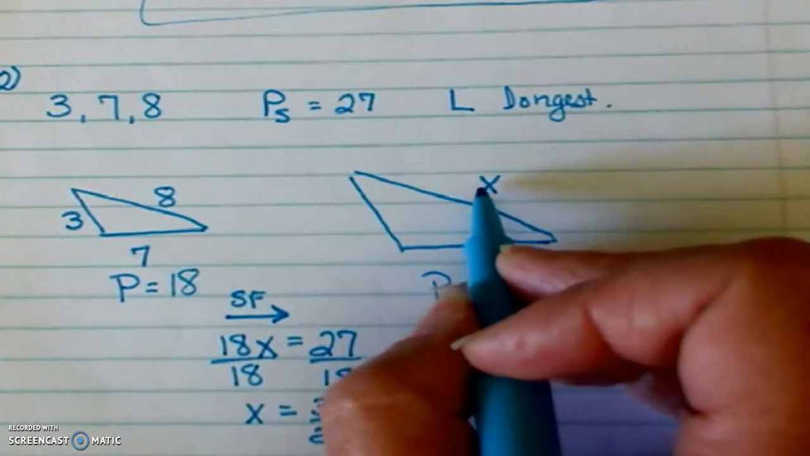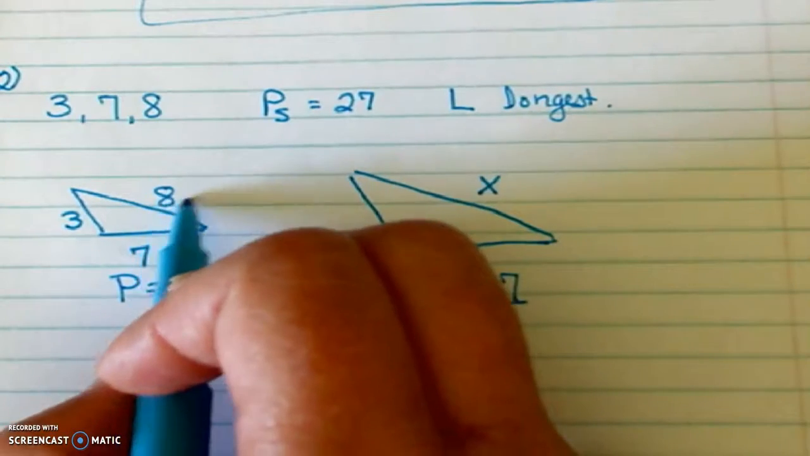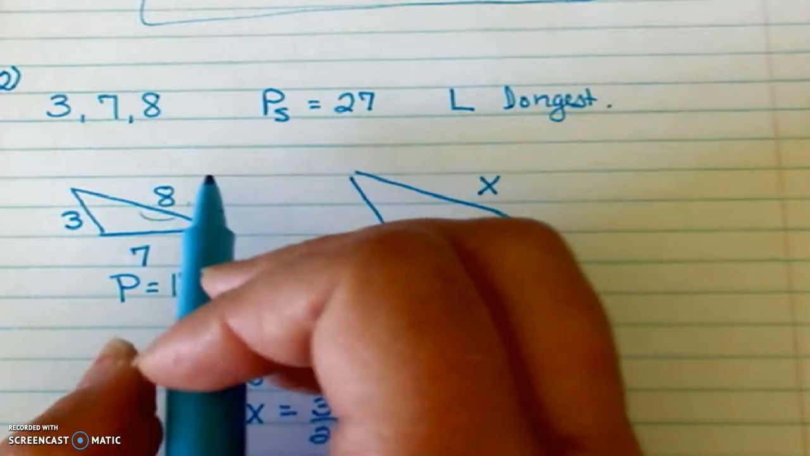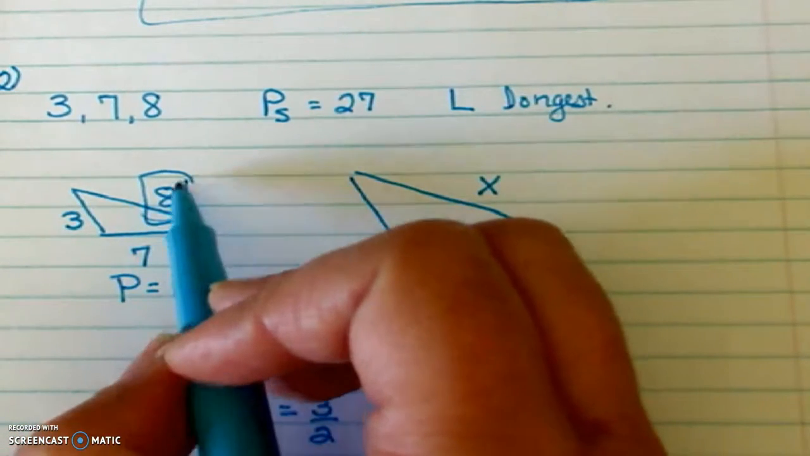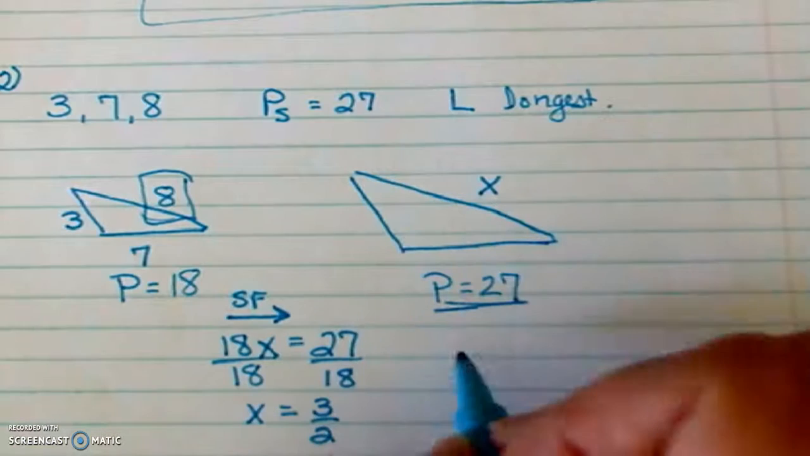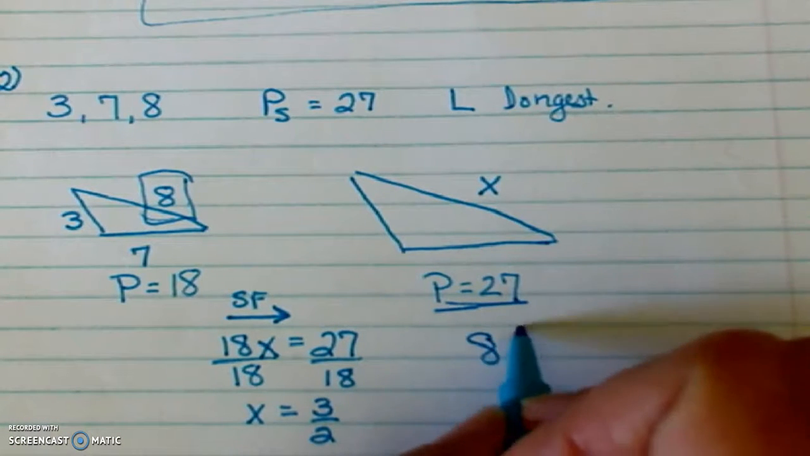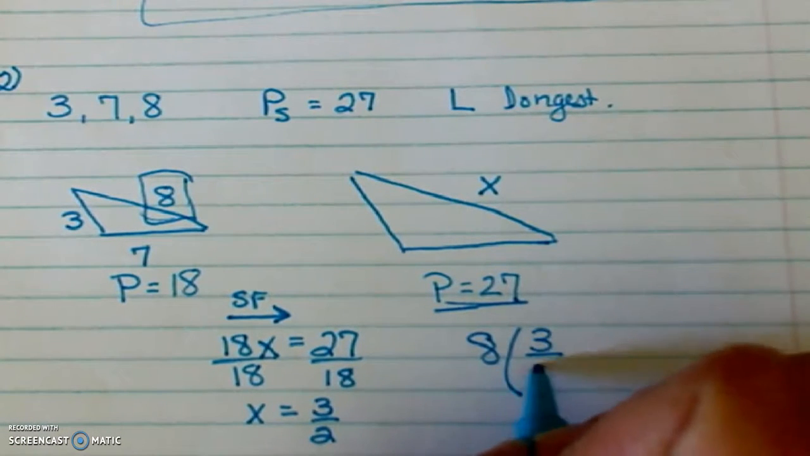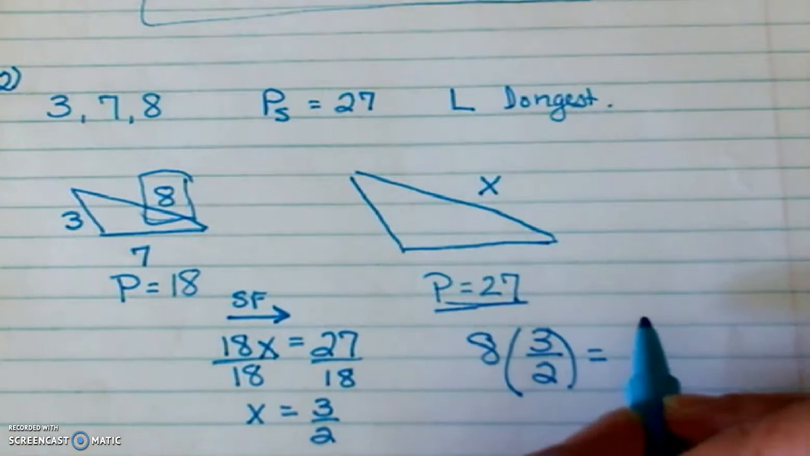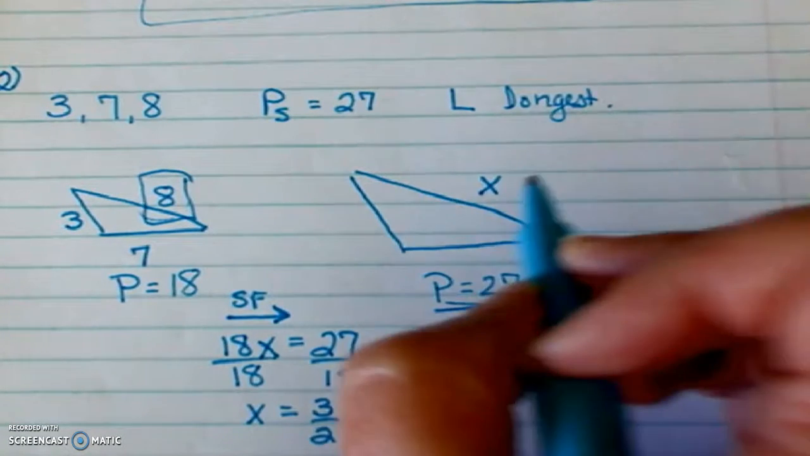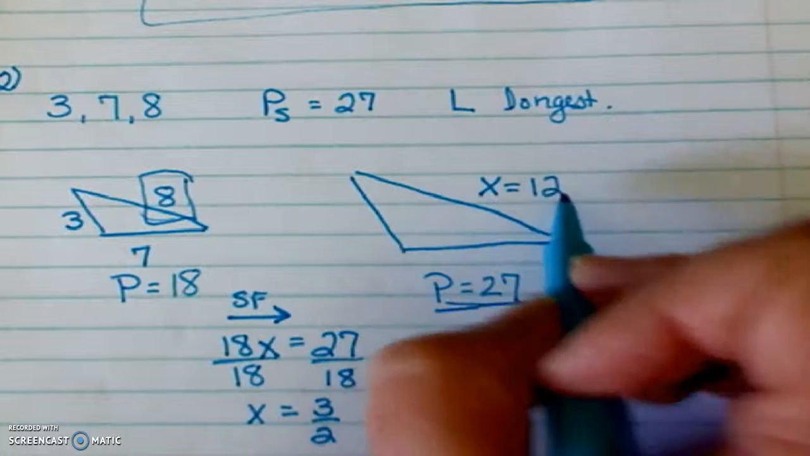So to find out what is the longest side, if I knew another side, you guys would set up a proportion, but since I don't, I just take a side times the scale factor. So I'm going to take 8 times 3/2. And if you calculate that, you are going to get a value of 12. So this side length right here would be 12.